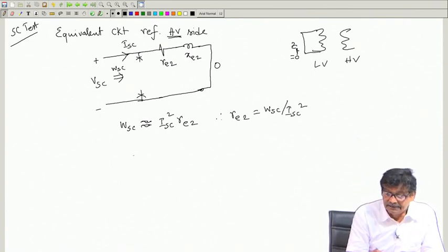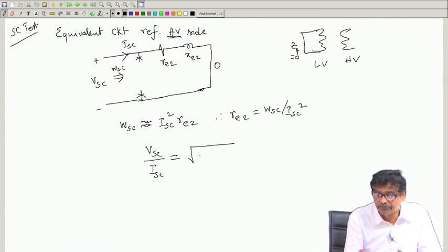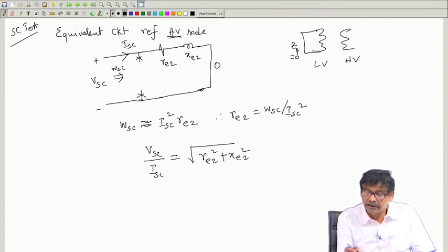And similarly, the ratio VSC by ISC, the applied voltage VSC divided by this current, is this impedance, the magnitude of this impedance, square root of RE2 square plus XE2 square. It will be this. RE2 is known. So, from this XE2 can be found out.